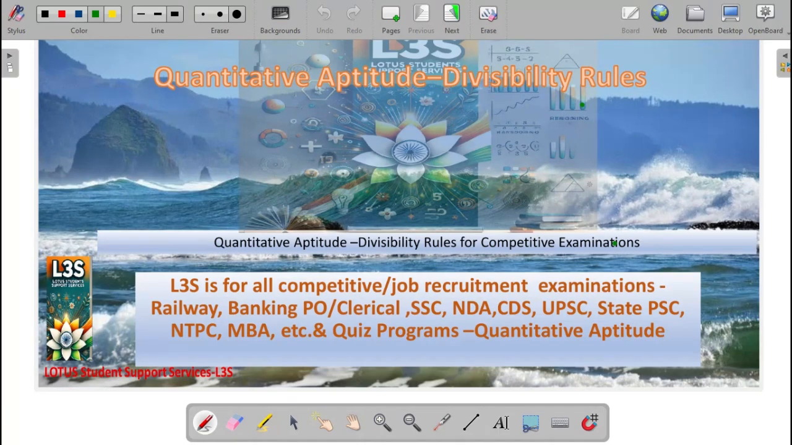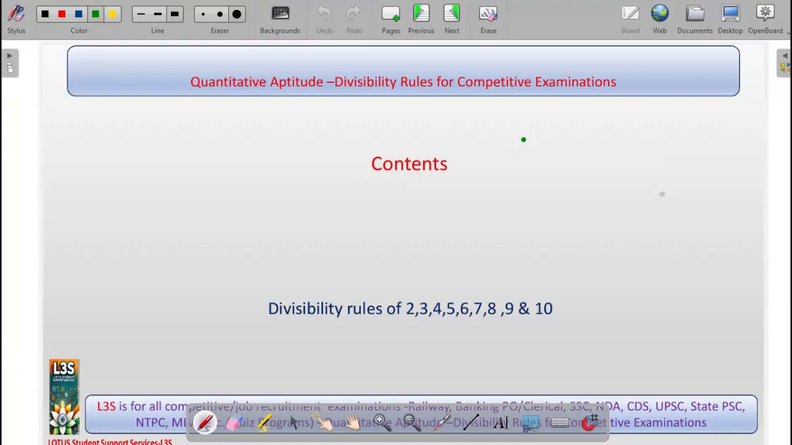Today we are going to learn divisibility rules for competitive exams. This topic is very useful for railway, SSC, banking, UPSC and other exams. So let's start and learn it in a very simple way. In this video, we will learn divisibility rules of 2, 3, 4, 5, 6, 7, 8, 9 and 10. These rules help us check division quickly without using a calculator.